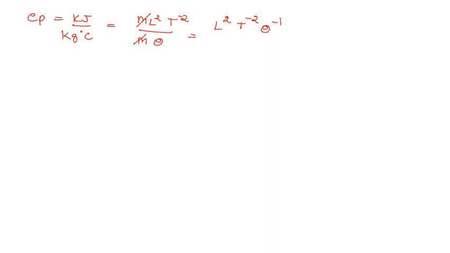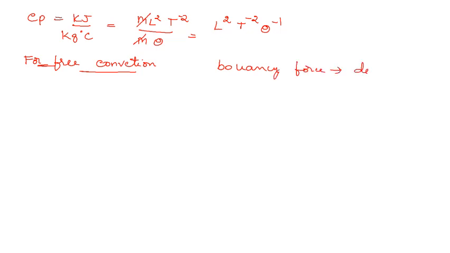Now let us start the dimensional analysis for free convection. Now we are using free convection for our derivation. To start with, let us assume that the heat transfer coefficient is in a fluid circulation caused by buoyancy force due to density variation. So here we are considering the buoyancy force, right? And this is due to density difference, or density variation occurring by the temperature difference.